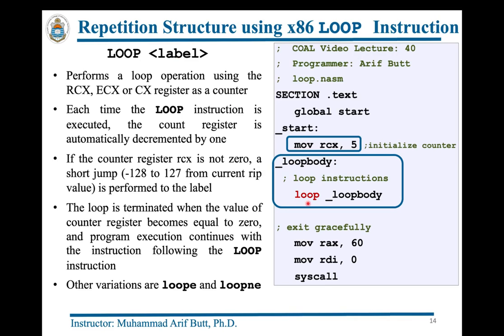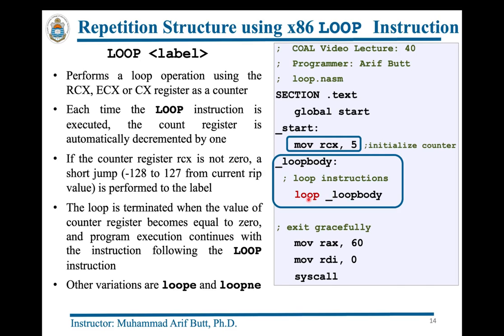The loop instruction, as shown in red over here, when executed, automatically decrements the contents of the RCX register, that is the loop counter, and jumps to the label _loop_body until the contents of the RCX register are not equal to 0.